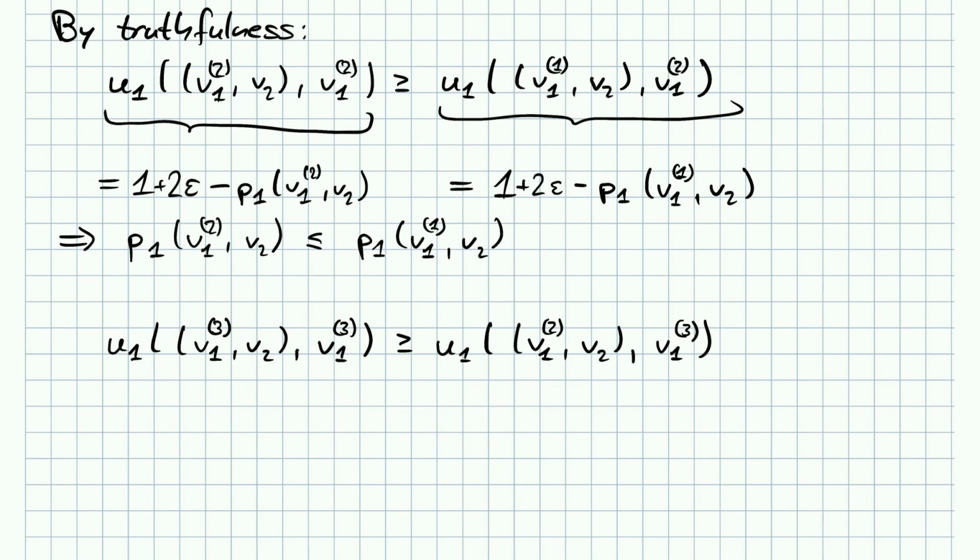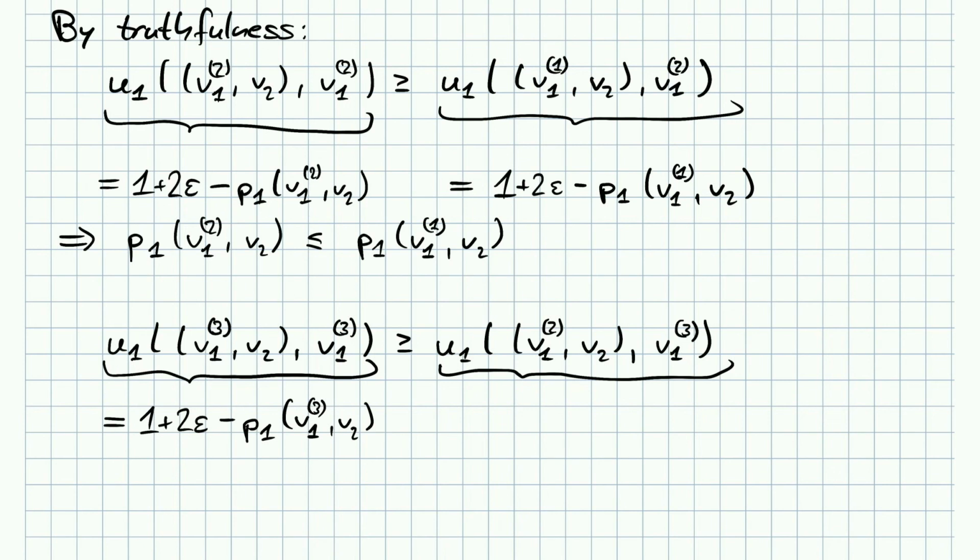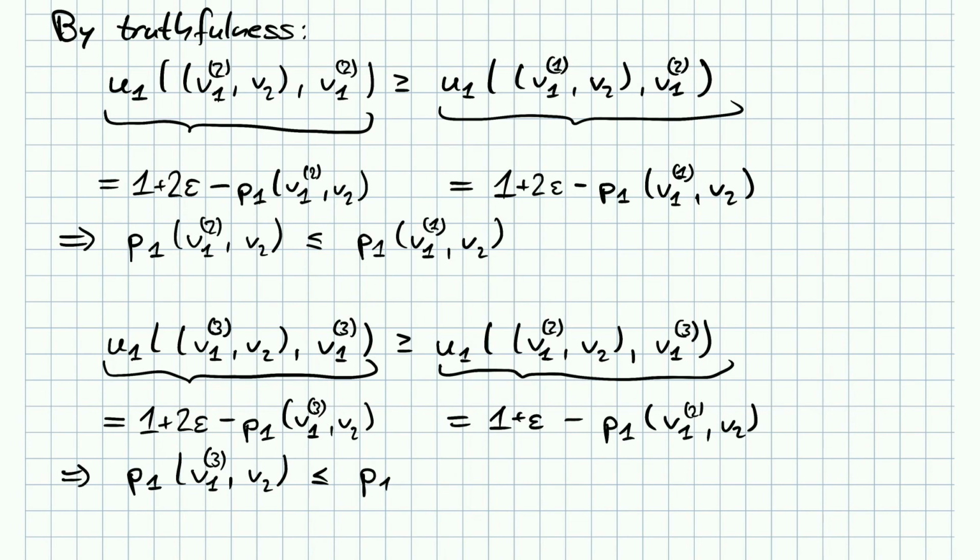Okay, so we'll now have here, there we're getting item A, we have a value of 1 plus 2 epsilon for that item, and we pay something. And here we'll get item B, for which we have only a value of 1 plus epsilon, and we'll also pay something. This gives us also an inequality, namely that when you're bidding the third valuation, then you're paying at most epsilon more than when you're bidding the second valuation.